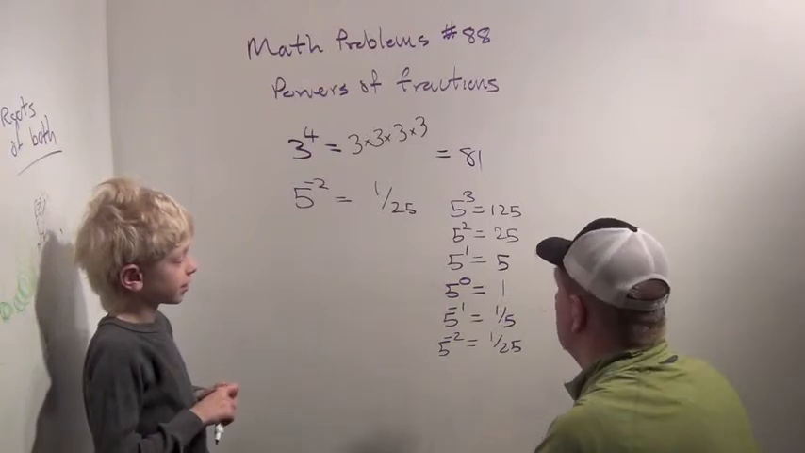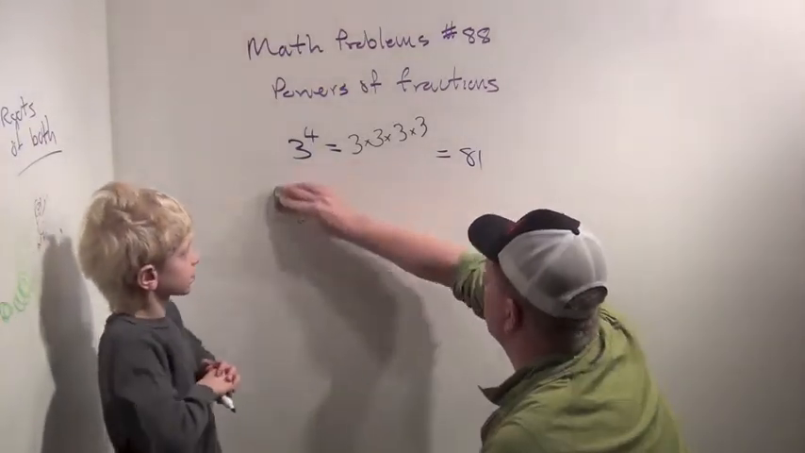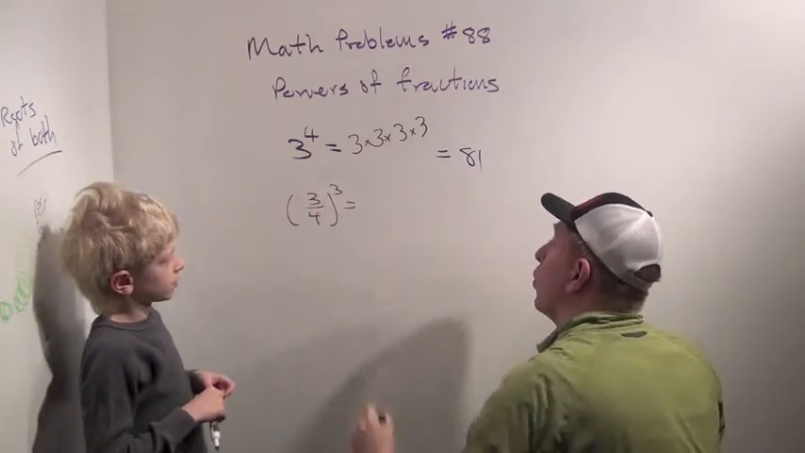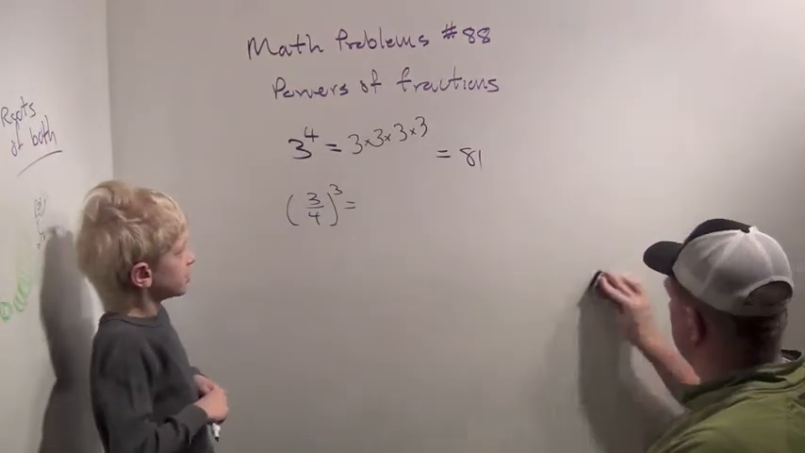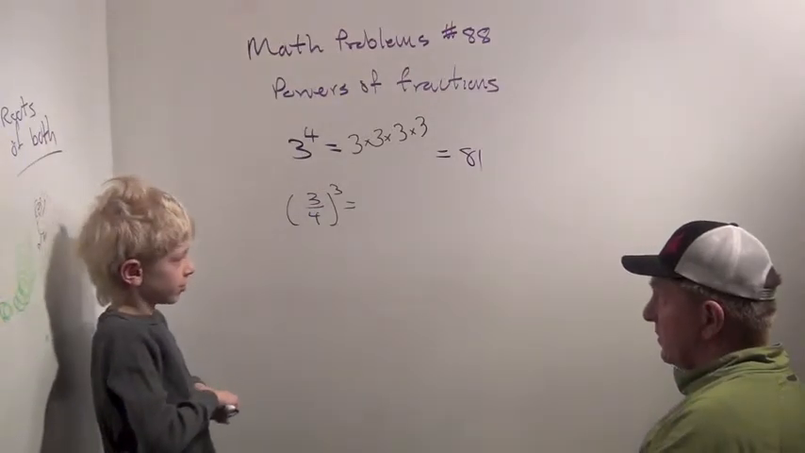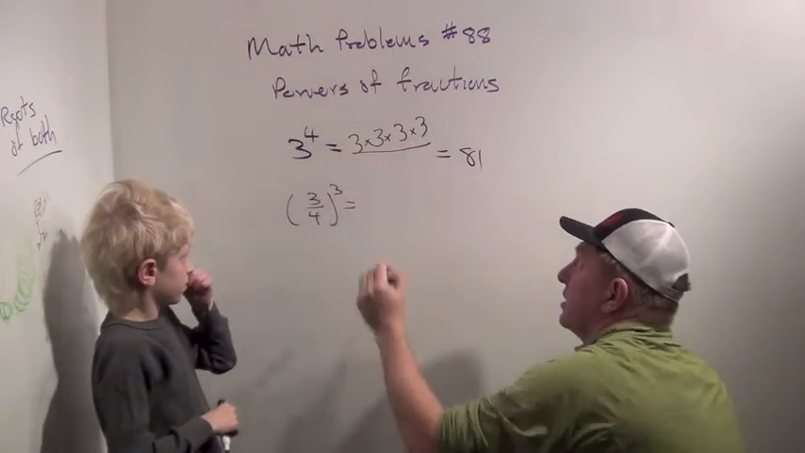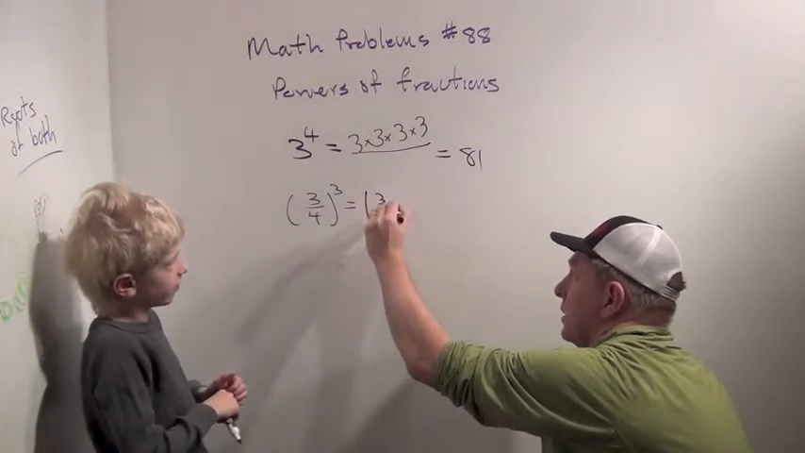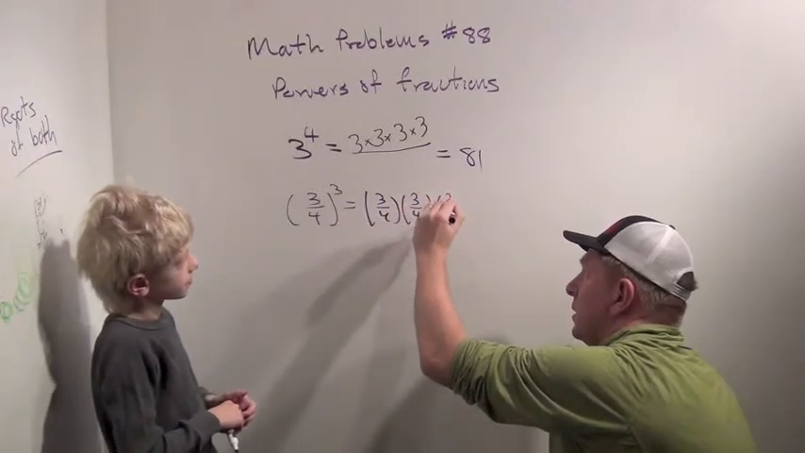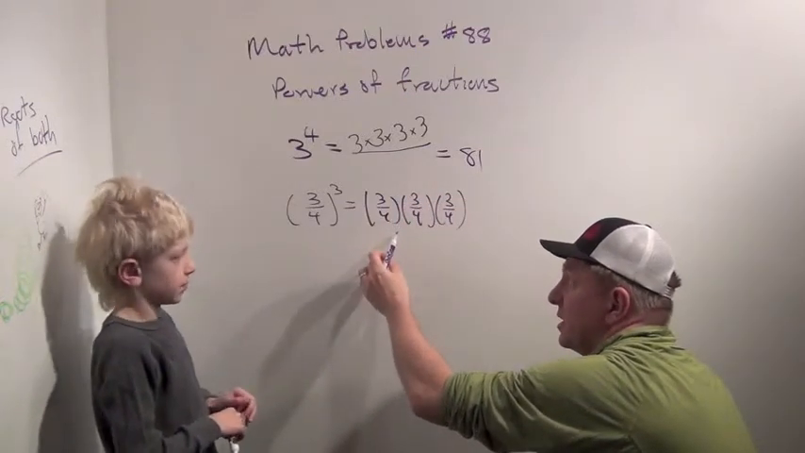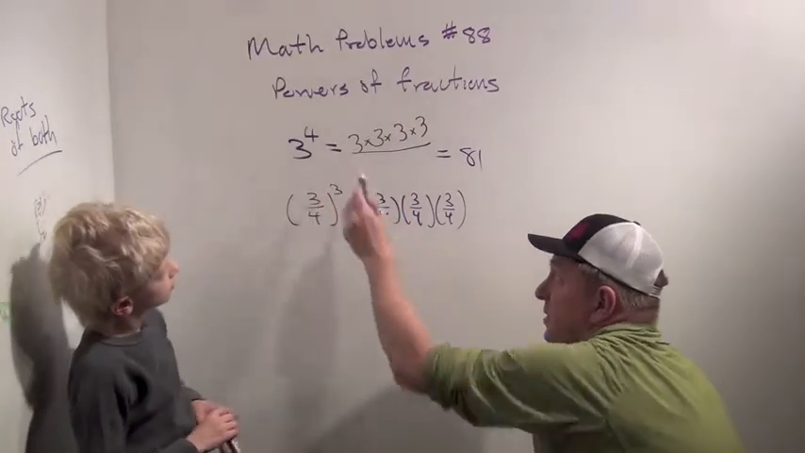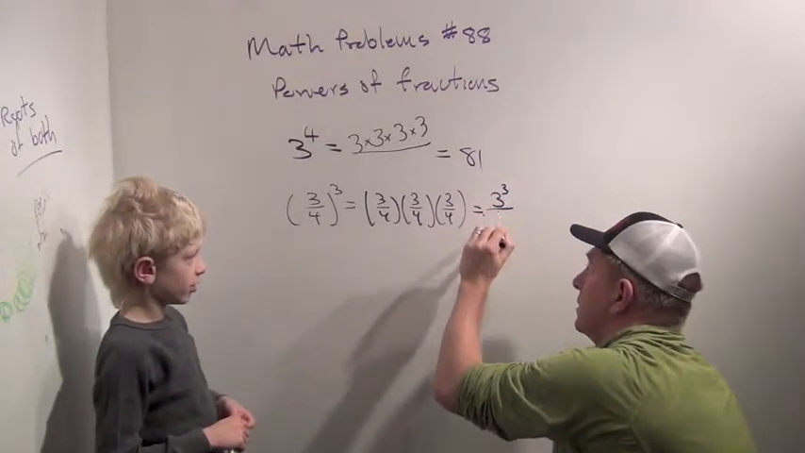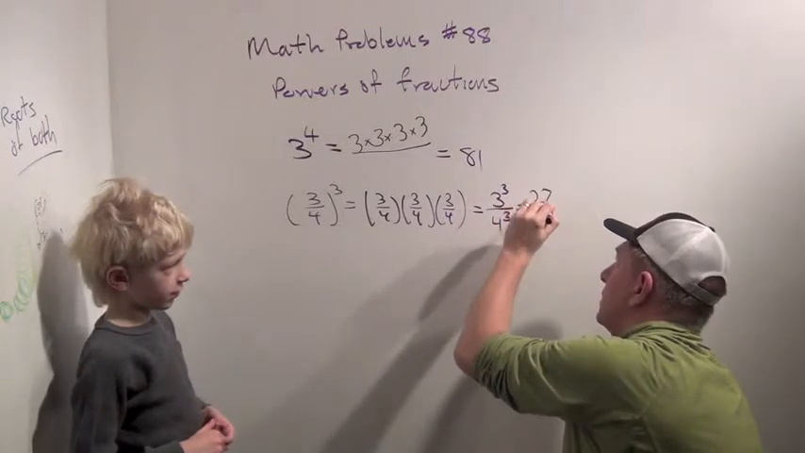Cool, right? Okay. So let's do a couple fraction powers and see what we get. Let's try, I don't know, 3/4 cubed. Whoa. What does that mean? Well, it means 3 cubed over 4 cubed. Okay, well what does it mean like we wrote out here? It's 3/4 times 3/4 times 3/4. And that's what that means. So it's actually no different than just a regular integer raised to a power, right? Yeah. Okay, and so this equals 3 cubed over 4 cubed, which is 27 over 64.